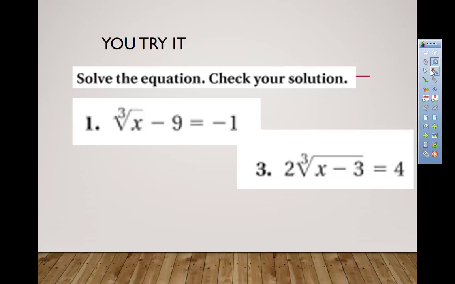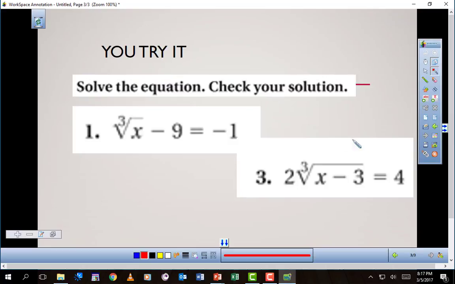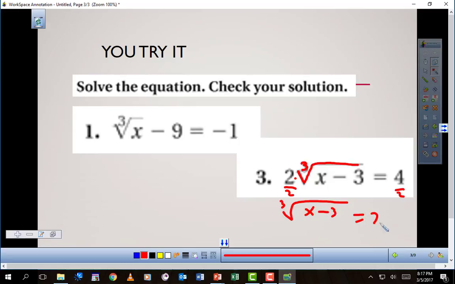Here's another one. Some people will ask, well, I have to do the inverse operation of this cube root here. It's a little fuzzy again here. Anyhow, I think it would be smarter to get rid of this 2 at first. So I think what I'll do is divide this side by 2 and divide this side by 2. And then that gives me the cube root of x minus 3 is equal to 2.